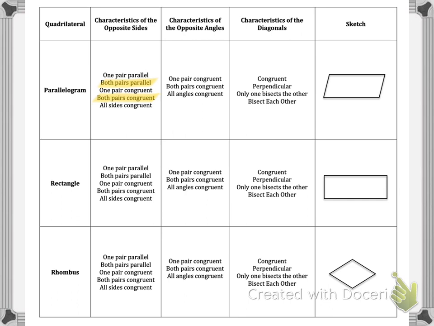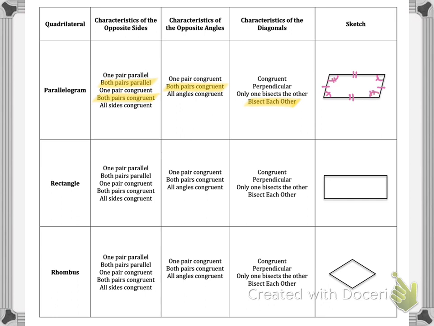In a parallelogram, opposite angles, both pairs of angles are congruent. And in a parallelogram, the diagonals bisect one another. So let's add into this picture what we can. So both pairs of opposite sides are congruent. So this side is congruent to this one. This is congruent to this one. This opposite angle is congruent to this one. And then these opposite angles are also congruent.